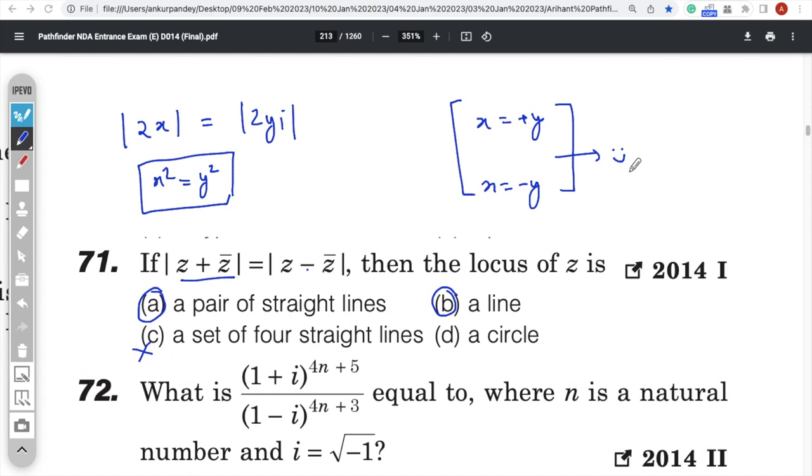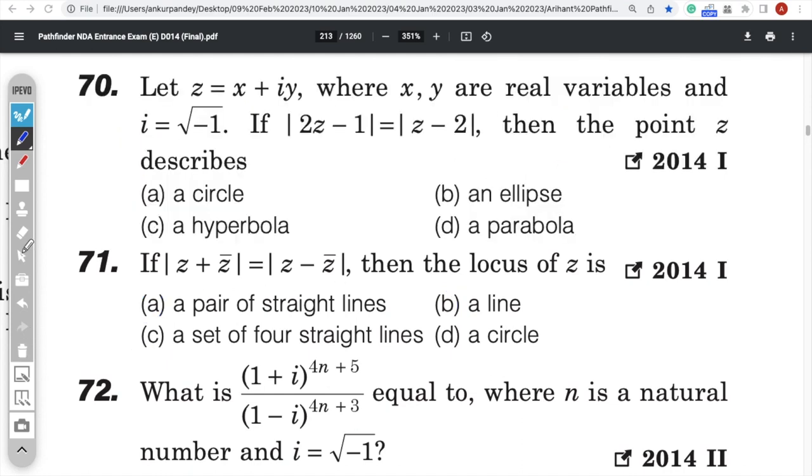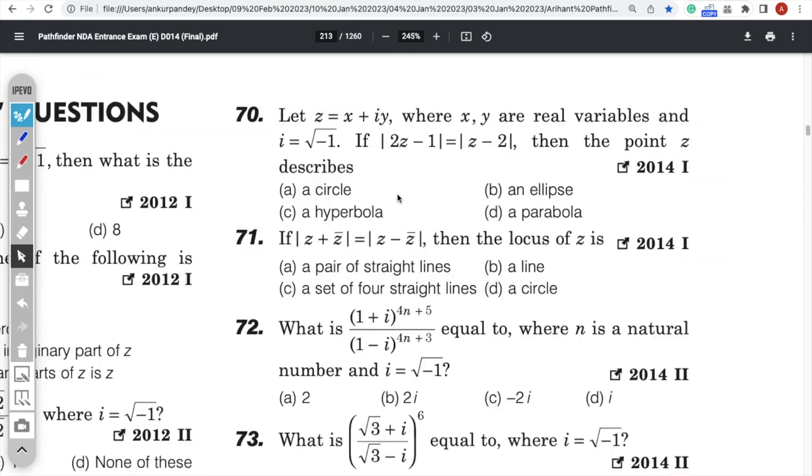Understood? No one is saying anything. Everyone slept. Or can you repeat it? I will. Why not?